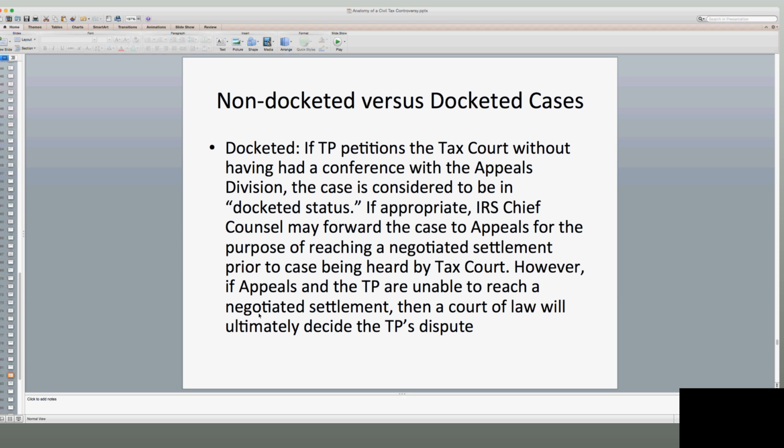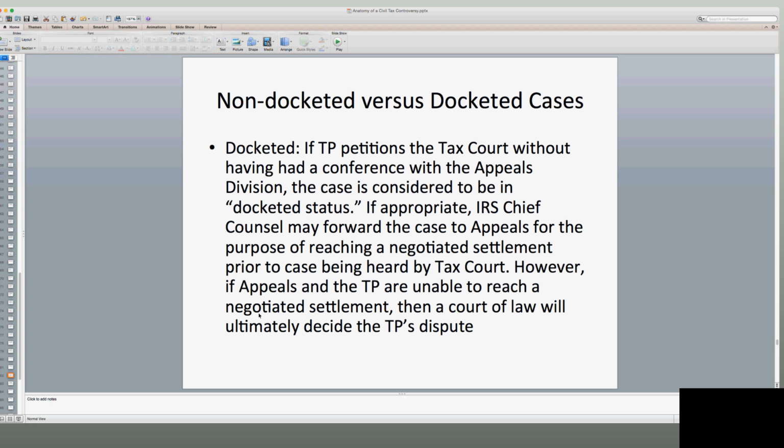in appeals. If appropriate, Chief Counsel may forward the case to appeals, and there's a few factors that factor into that, and I know we have a new sweeping body of regulations now that are saying that there has to be a petition filed before the taxpayer can even get to appeals, and I'm going to discuss that in the next one or two slides. But for now, I'm just covering some meat and potatoes issues regarding this non-docketed versus docketed. So again, if appropriate, Chief Counsel may forward the case to appeals.